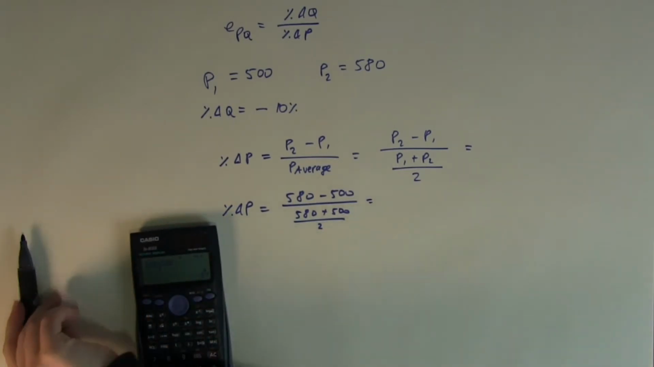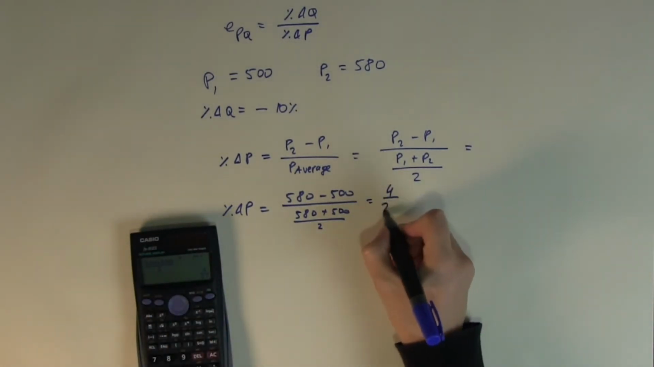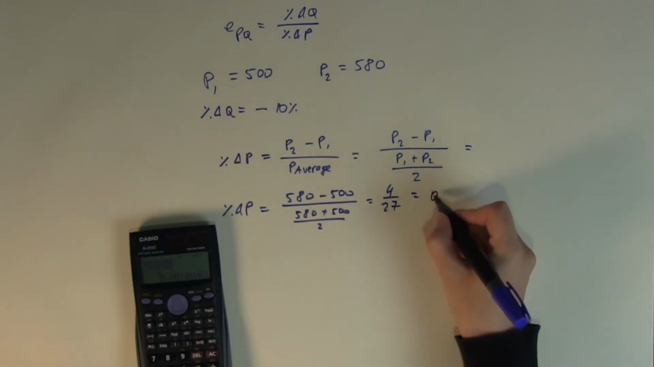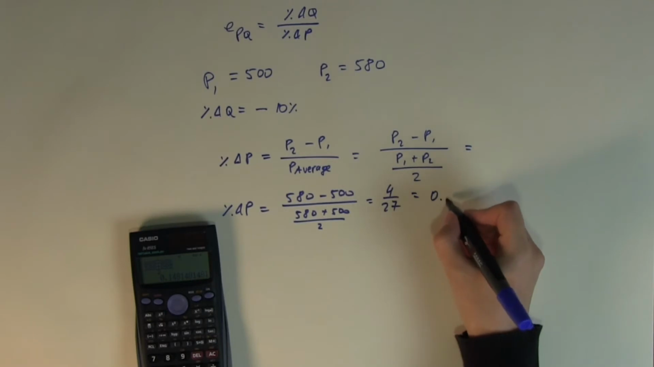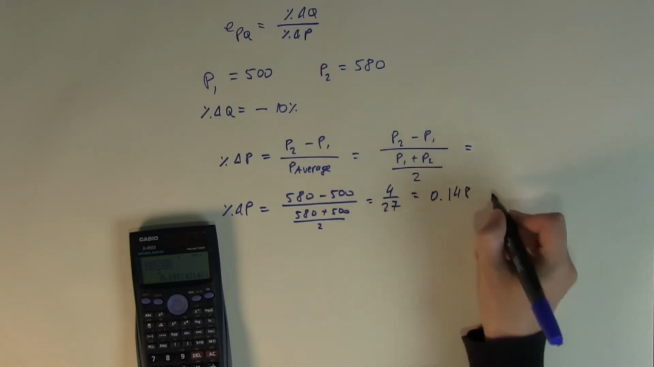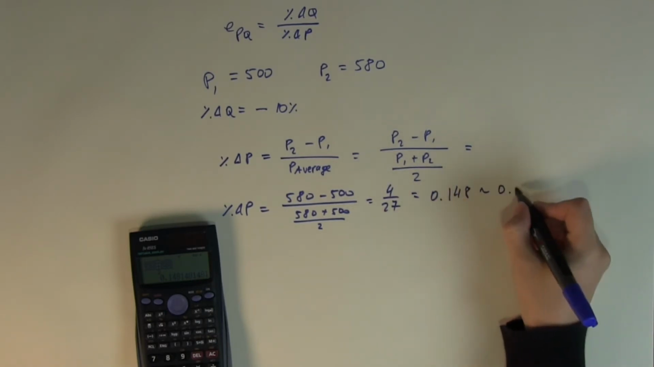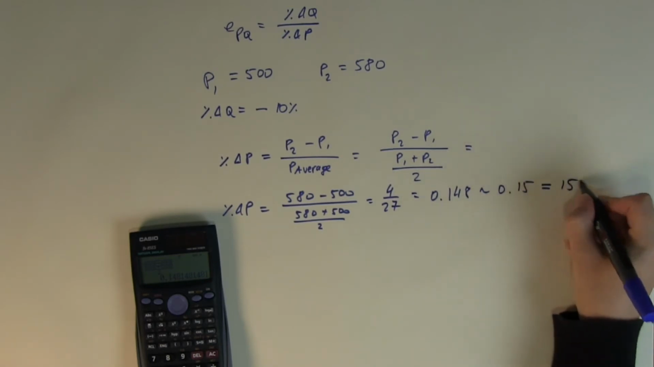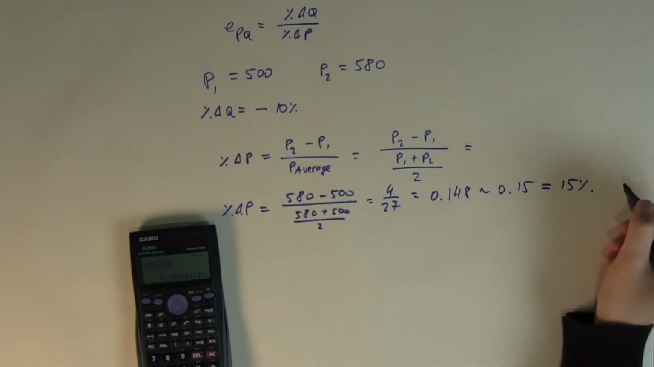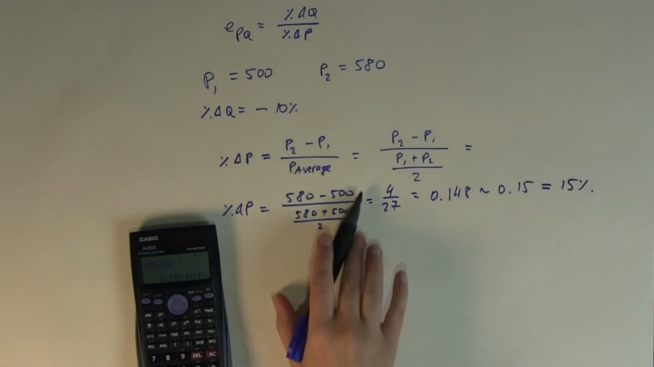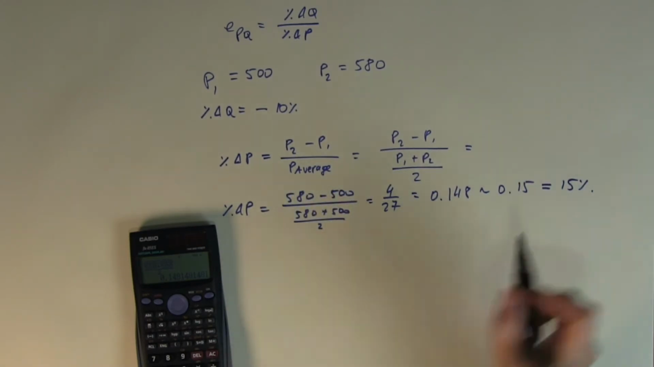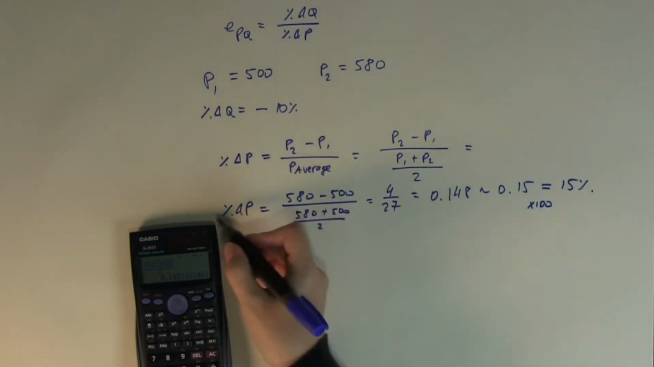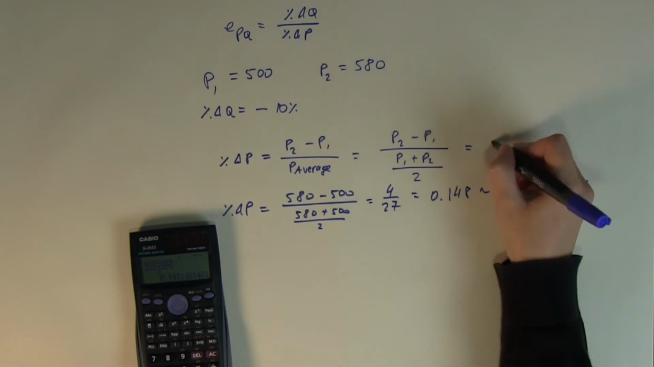So that gives me 4 over 27, which is equal to 0.148, which is roughly 0.15, and that is exactly 15%. Why do I know it's 15%? Because every time I need to convert something into a percentage, I just need to multiply by 100. So the percentage change is 15%.